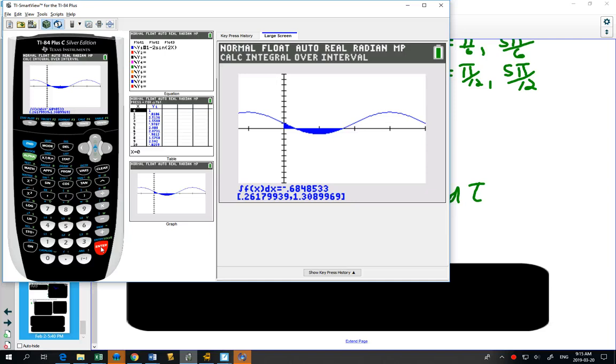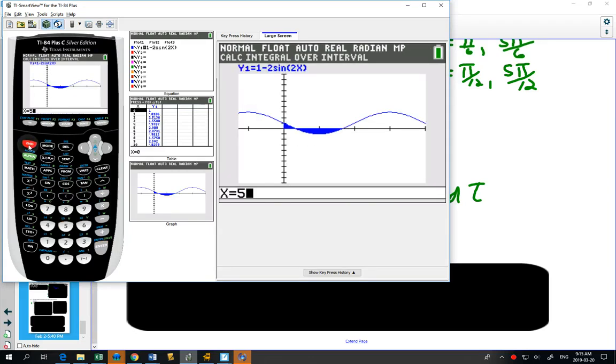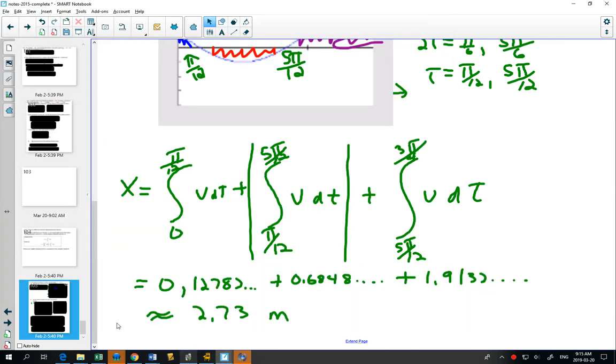Yes, we're going to find it all at once at the end. I'm splitting it up right now so we can see each of the parts separately. And so the last section would be from 5 pi over 12 all the way up to 3 pi over 4. If we figured out all of those separately, those would be the values we'd get. Add them together, and we get 2.73 meters.